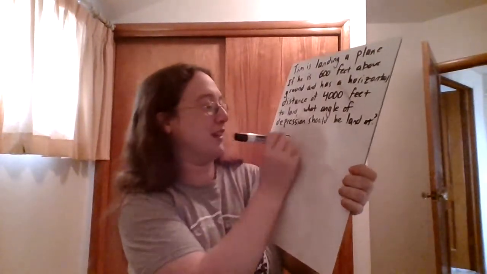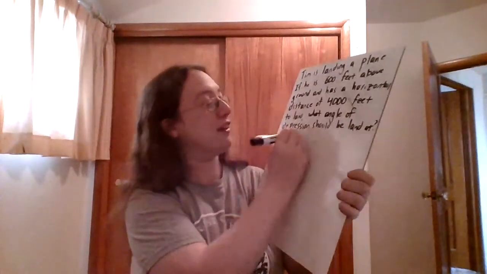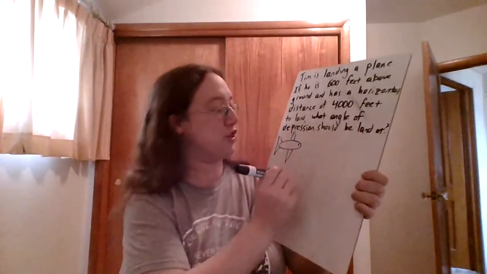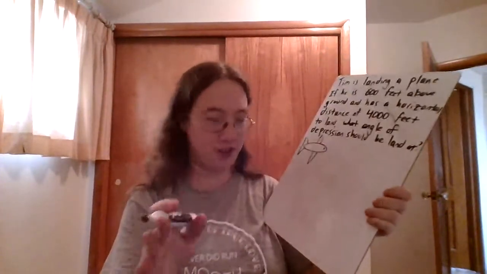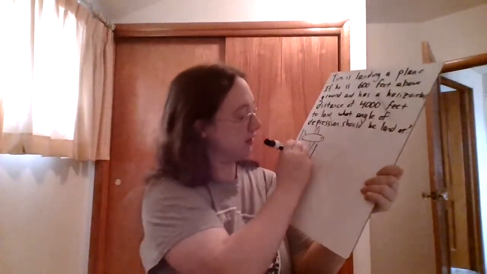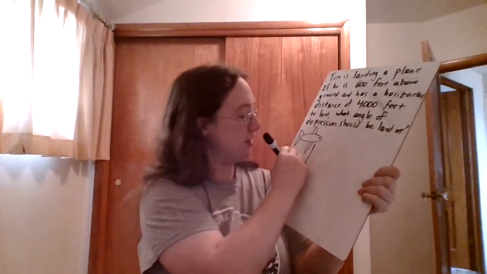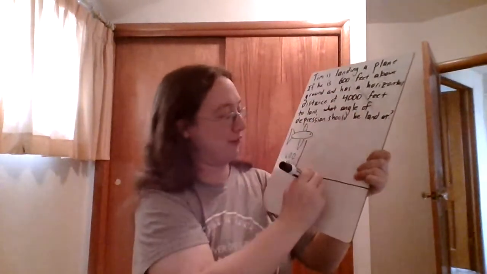So I got a plane. This peak and drop planes. Whee! That's a terrible plane. That looks like a fish. Okay, so I got a plane that looks like a fish. And wildly not drawn to scale, we know he's 600 feet up in the air. And he's got a horizontal distance of 4,000 feet to land.